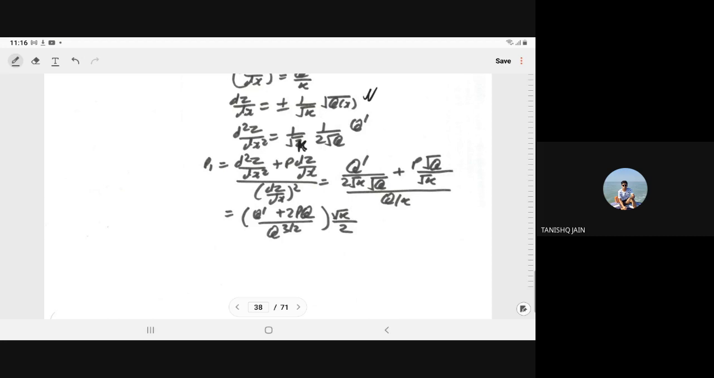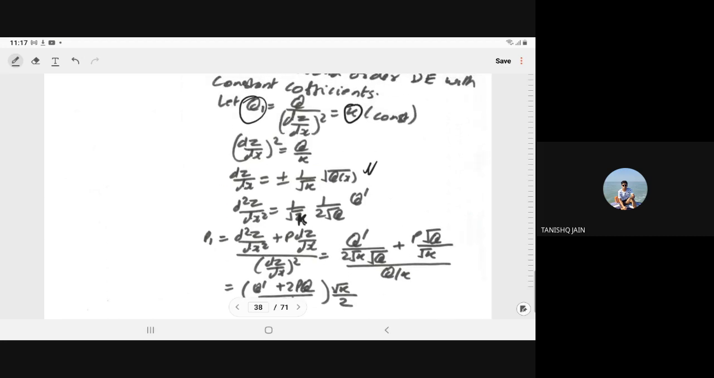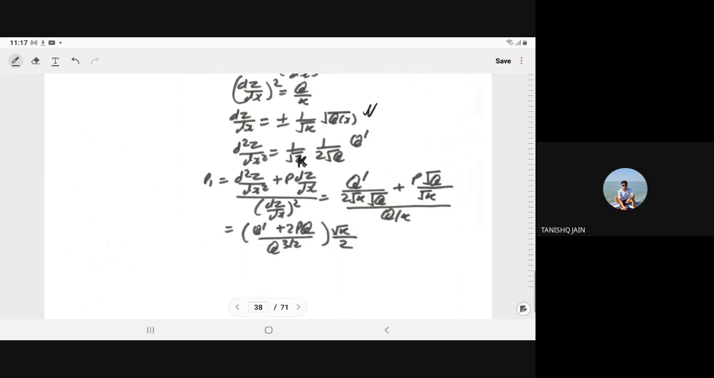So this implies that if we have q1 as a constant, naturally d2z upon dx2 plus p into dz by dx upon (dz by dx) whole square, or q dash plus 2pq upon q to power 3 by 2, will become a constant. I am saying that if this is a constant, then this will come in the denominator, so again it will be a constant.